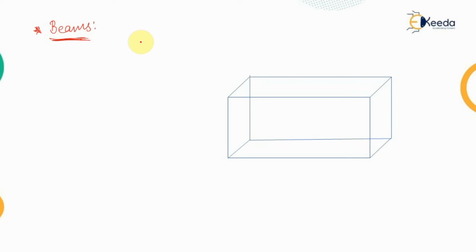As we studied in structural analysis, the beams are the structural members which are subjected to transverse loads. That means the load which will be perpendicular to their longitudinal axes. So the beams are subjected to transverse load, which causes shear and bending moment in the beam.